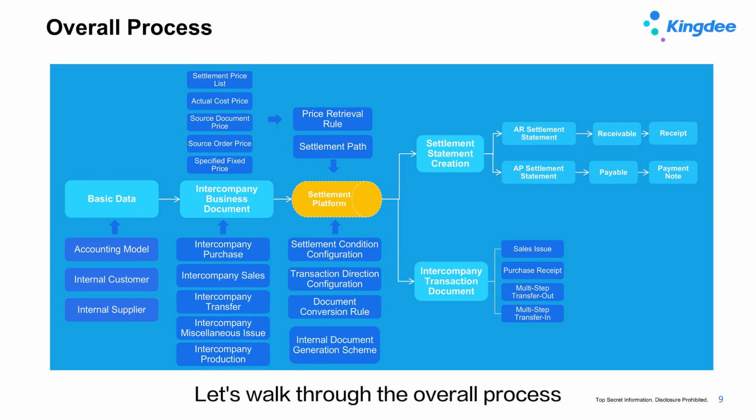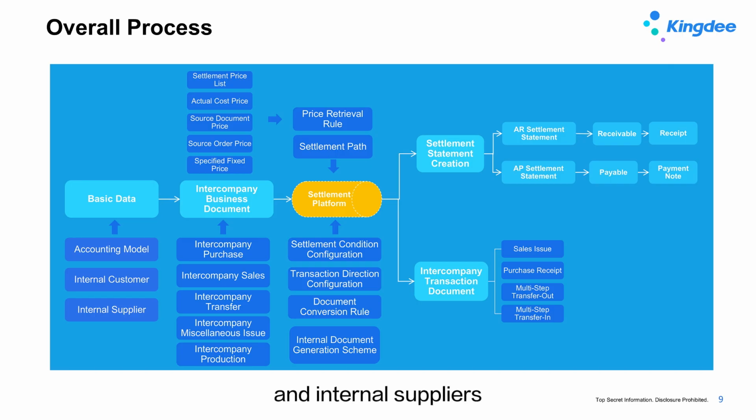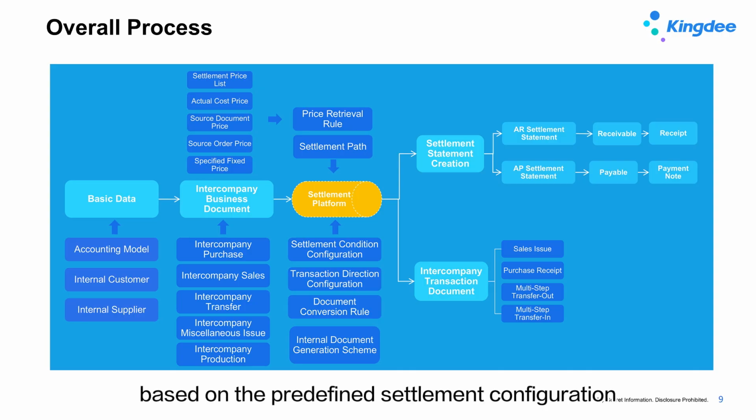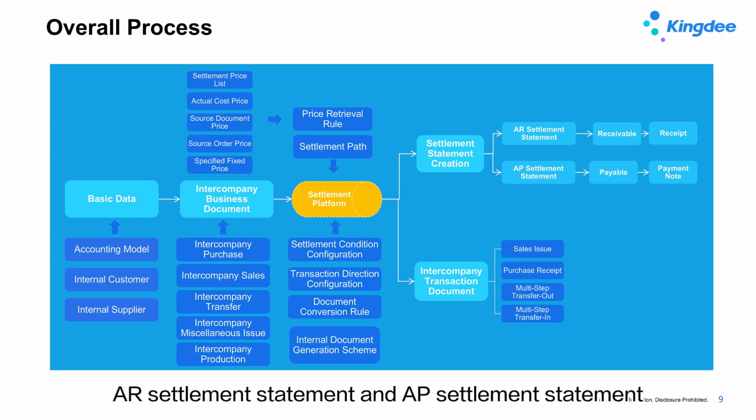Let's walk through the overall process of intercompany settlement. The first process is the configuration of basic data, including accounting systems, internal customers, and internal suppliers. Secondly, each business module supports creation of intercompany business documents and automatic generation of intercompany transaction documents. Then, on the settlement platform, 2 settlement statements are generated based on the predefined settlement configuration, price retrieval rule, and settlement path, that is, AR settlement statement and AP settlement statement.